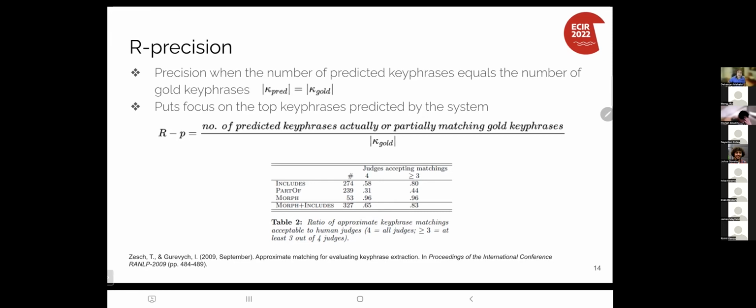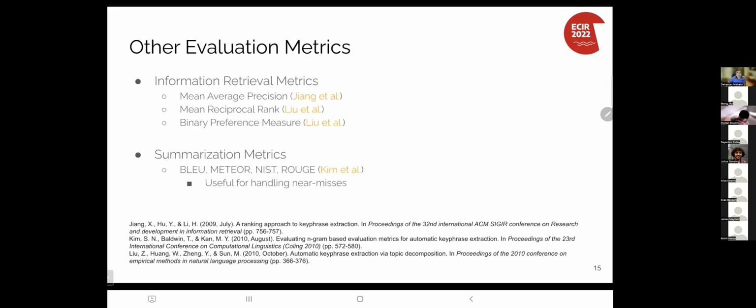Several other evaluation metrics have also been used depending on the use case for which the key phrases are being extracted. Some of these are very popular in the information retrieval community, such as mean average precision, mean reciprocal rank, binary preference measure. Even summarization metrics have also been used for accounting for near misses.